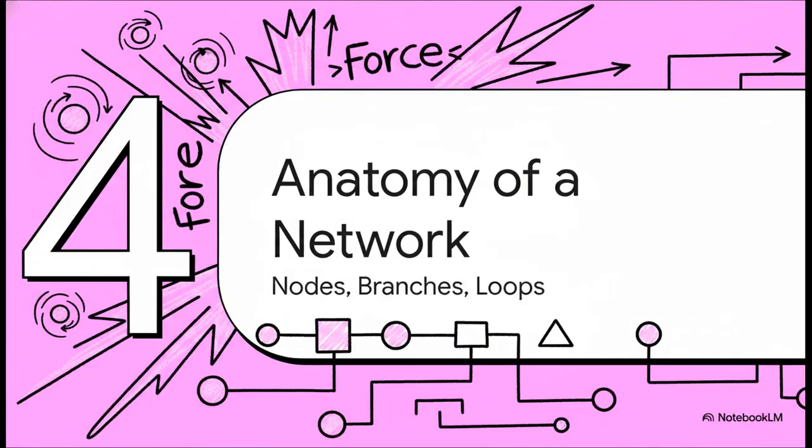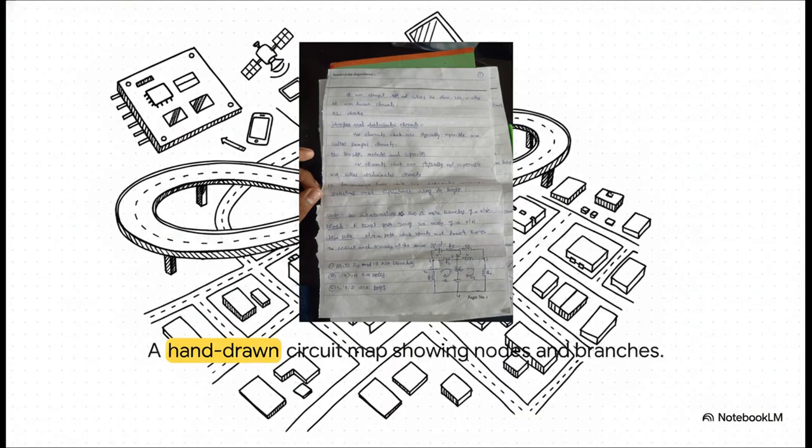All right, Section 4, Anatomy of a Network. Let's talk about nodes, branches, and loops. When you look at a circuit diagram for the first time, it can honestly look pretty intimidating. Just a bunch of squiggly lines and boxes.